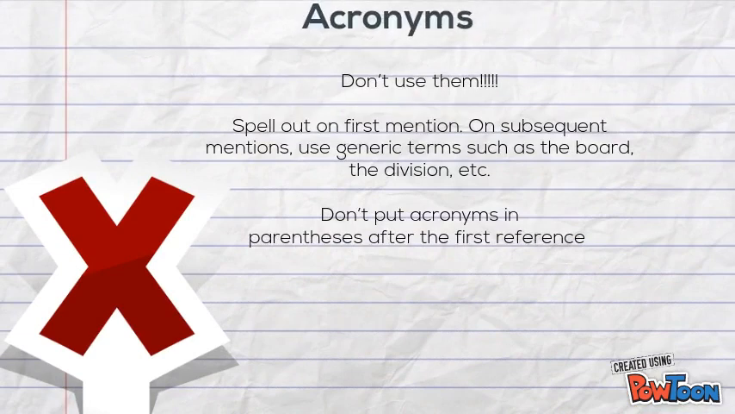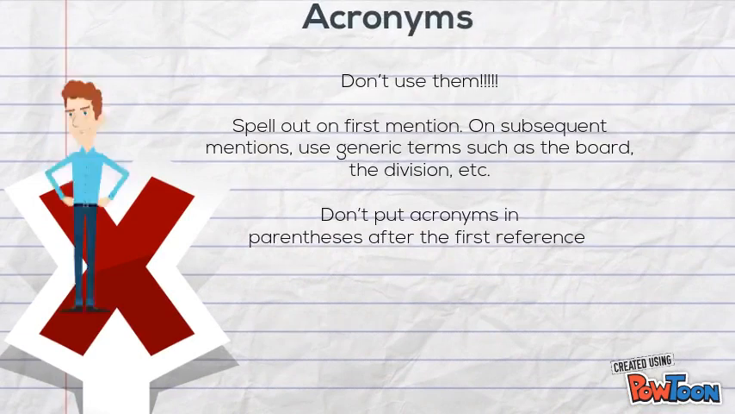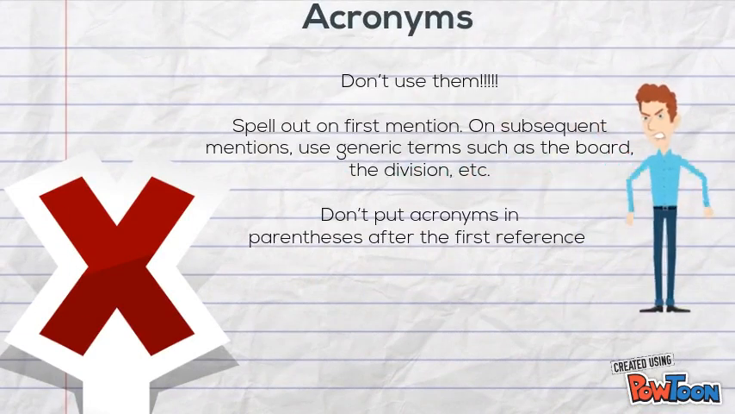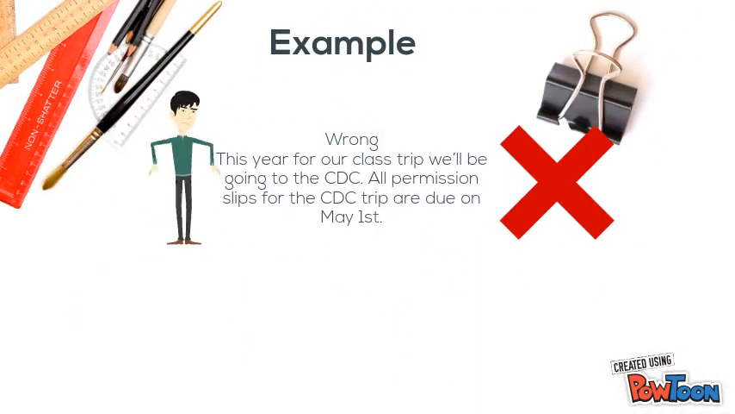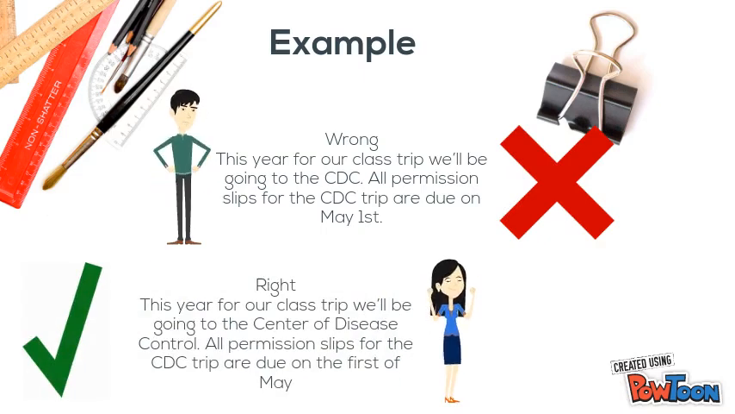Acronyms. Don't use them. Spell out on first mention. On subsequent mentions, use generic terms such as the board, the division, etc. Don't put acronyms in parentheses after the first reference. In this sentence, you would write Centers for Disease Control first, and then on its second mention, you would want to abbreviate it as CDC.